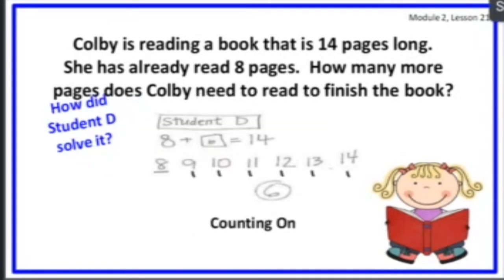Let's go to student D. Whoa, student D is using the count on strategy. 8 plus box equals 14. So he counted from 8 to 14: 8, 9, 10, 11, 12, 13, 14, and he got 6. So 6 was his answer.